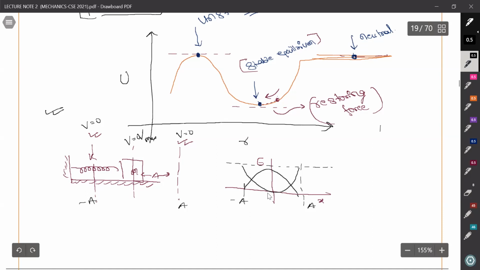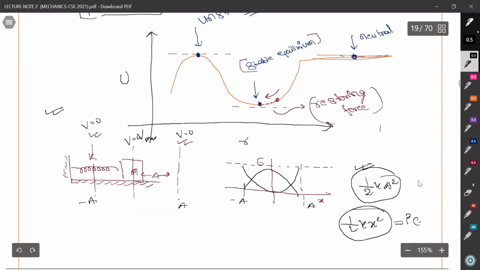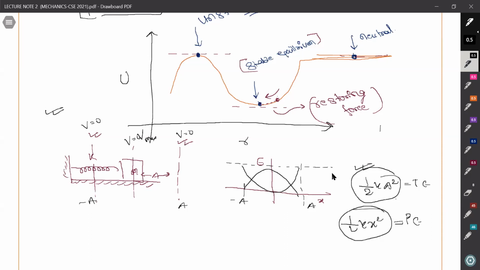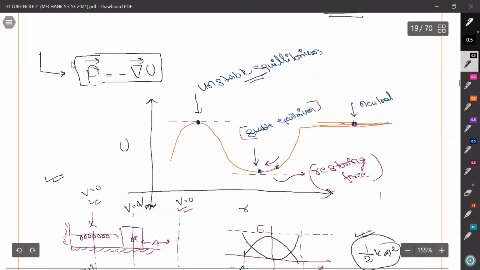You can simply say half Ka square is the maximum potential energy, and it is the maximum kinetic energy also here. Half Kx square is your potential energy. This is your total energy. So if you subtract potential energy from total energy, you can get the kinetic energy curve. So you can easily get it there also. Just try to understand this thing.